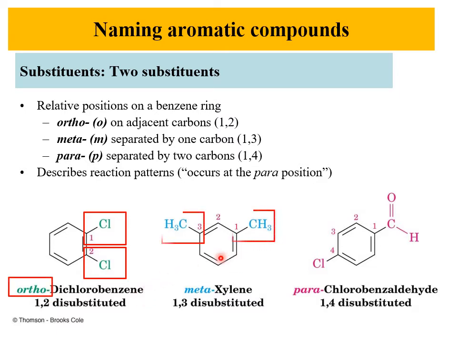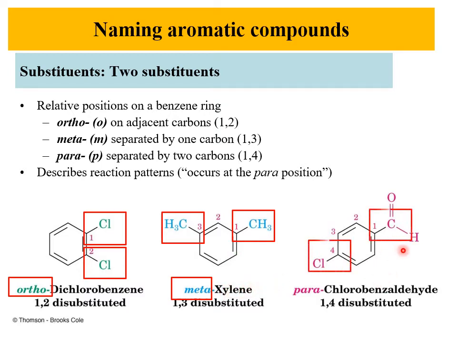For the second example, we have two substituents located at carbon 1 and carbon 3. So this structure is actually a common name that we know as xylene. Because the substituents are located at carbon 1 and carbon 3, we need to put meta. So the name for this structure is metaxylene.